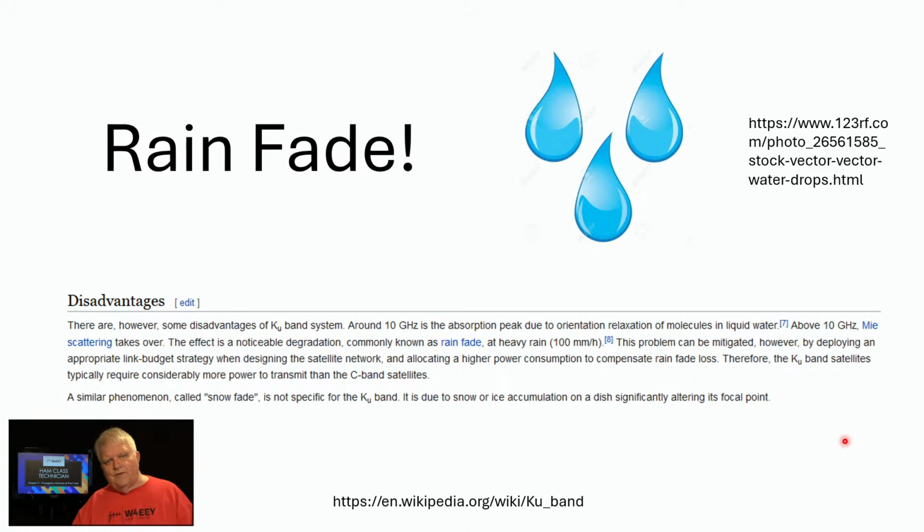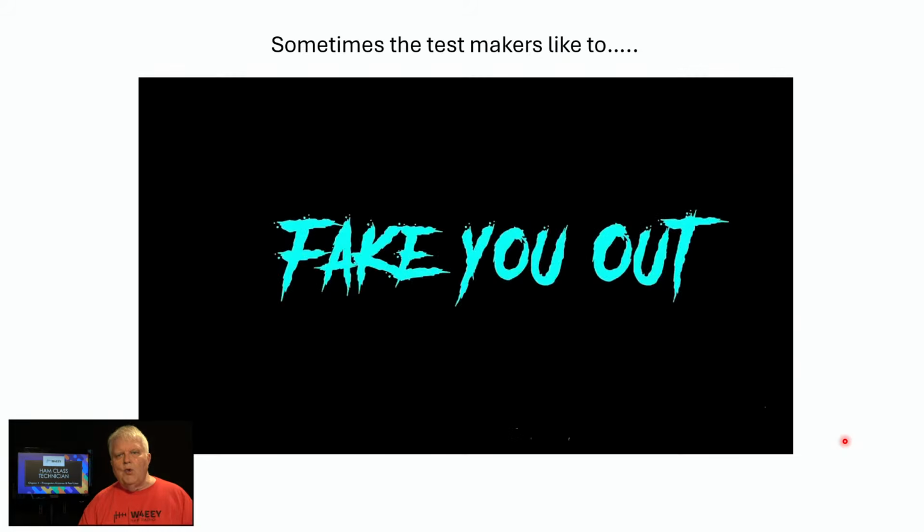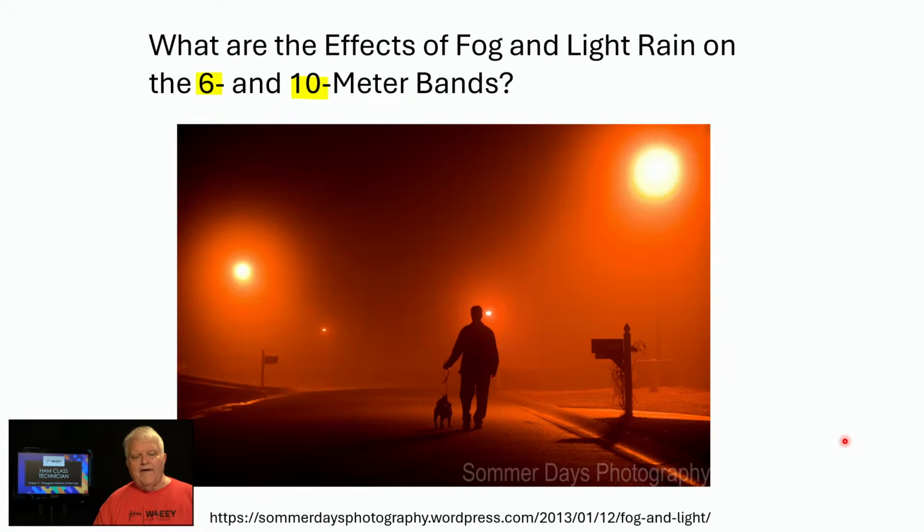So I talked to you about taking a test and the distractors. Test makers also sometimes like to fake you out. And so here's a test question that's a complete fake out. What are the effects of fog and rain, and light rain, on the 6 and 10 meter bands?